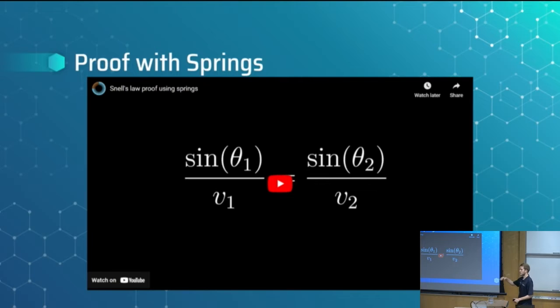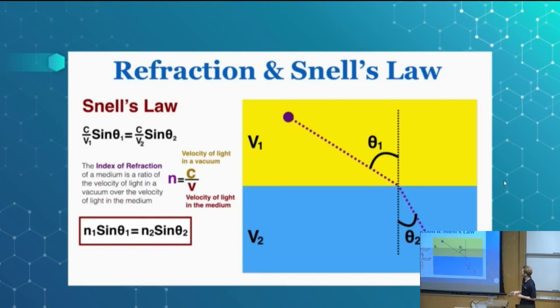In our problem, light is trying to minimize time, but in this example, we're trying to use springs as an analogy to minimize energy, because the system will always tend towards the lowest potential energy, and it ends up giving you the same result. And that result is called Snell's law. And so here we've rewritten Snell's law, having that sine of the theta in each of the medium.